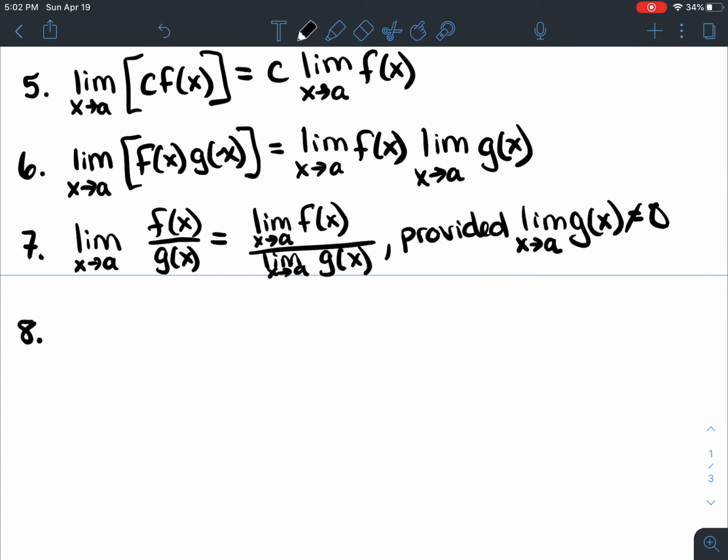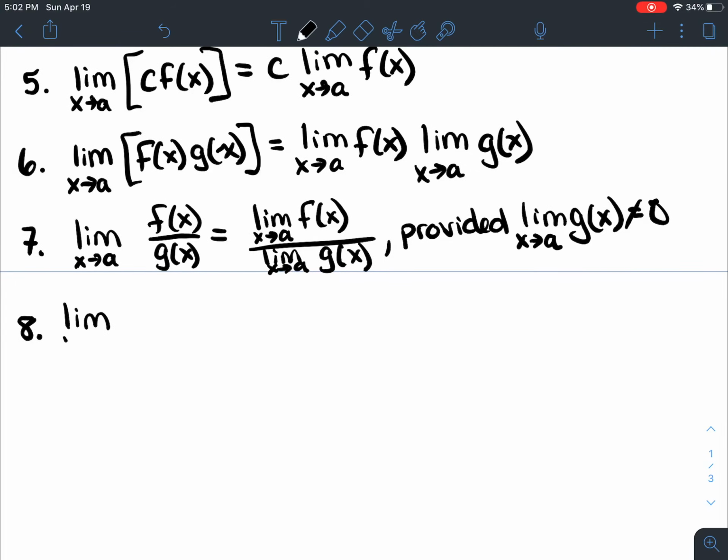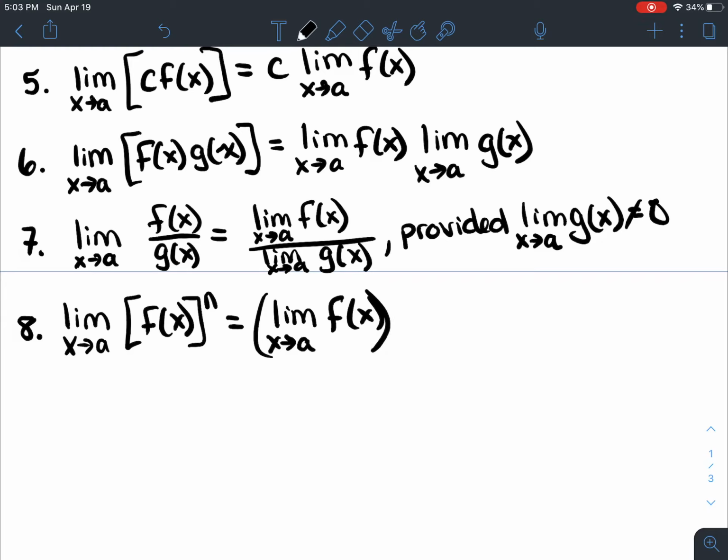Okay, so number 8 is with an exponent. So the limit as x approaches a of a function to the power of n, whatever n is, just some number. So if you have a function with an exponent in it, then you could actually find the limit as x approaches a of that function and then put it to the power of n. So n is a rational number.